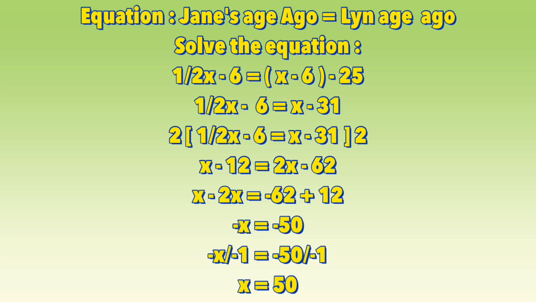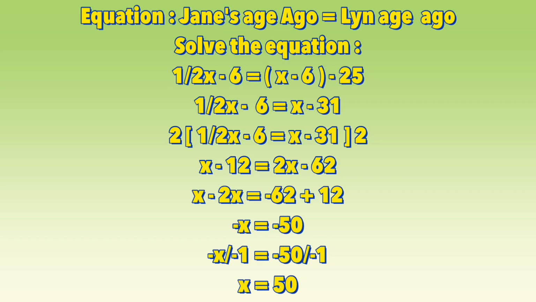Okay, 2 times 1/2 equals 1, so we have 1 times x, which is x. 2 times minus 6 equals negative 12, equals 2x, then negative 31 times 2 gives us negative 62. And then we have to combine: now we're going to transpose the variable to the left side of the equation and the constant to the right side of the equation.